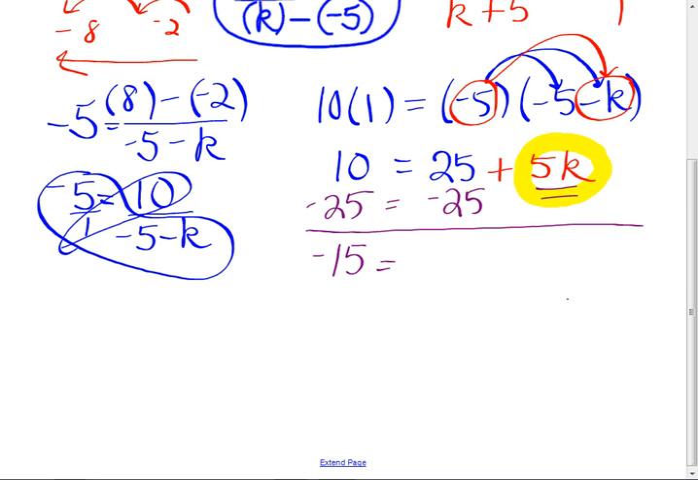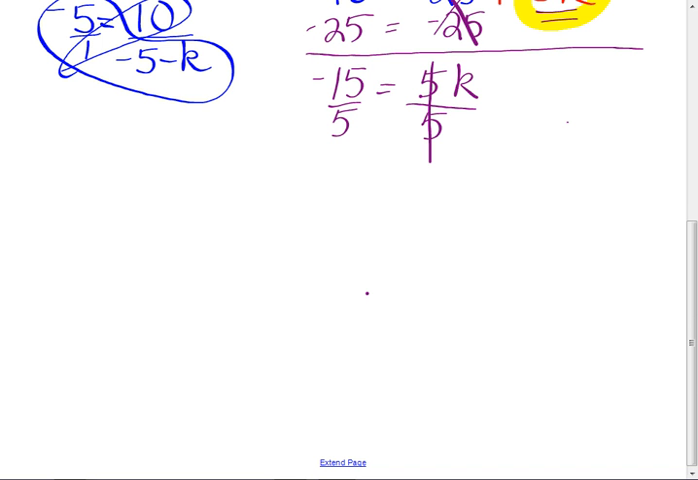Yes. Okay, so now you cross out that little k thing. Okay, now what do we do? Divide by the 5. Cross out the 5. And what's k equal to? 3.